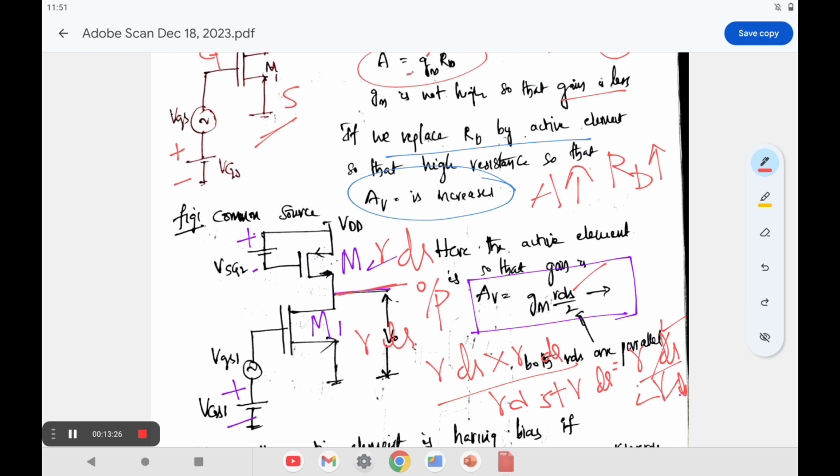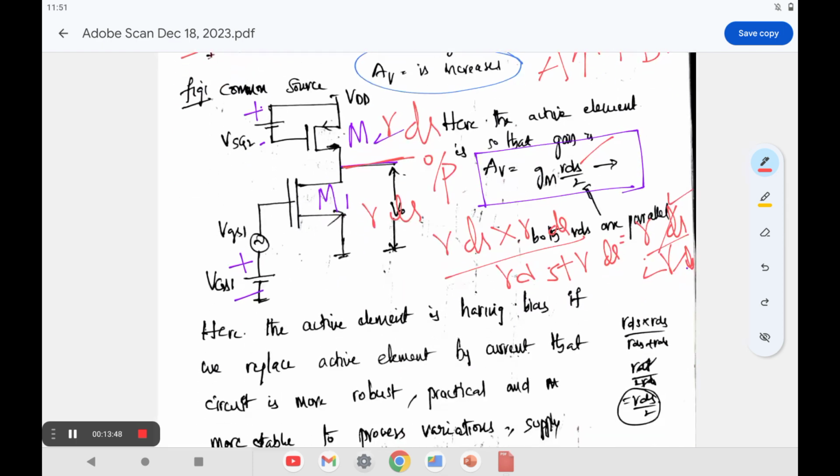That is the reason why we are replacing RD in AV equal to GM into RD. Here I don't want to consider the signs, minus GM or plus GM. My motto is just to understand the necessity of why we are replacing the RD value. Then we will start our evaluation towards the current mirror circuit. That is the basic motto, right?